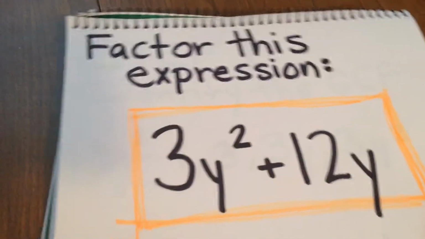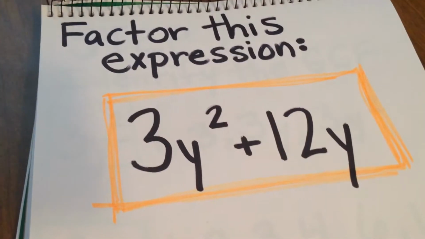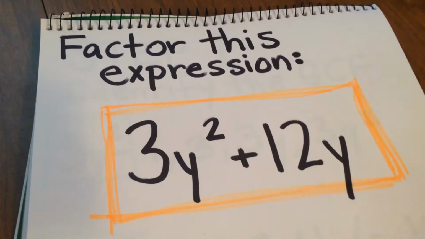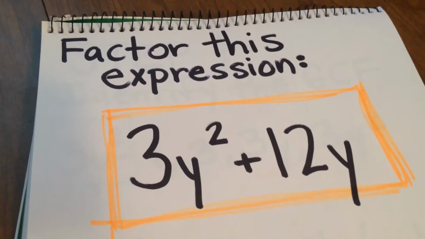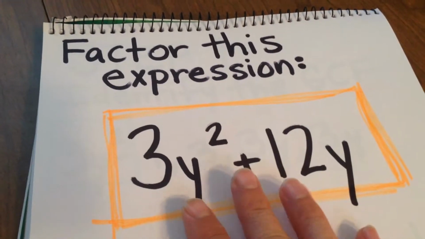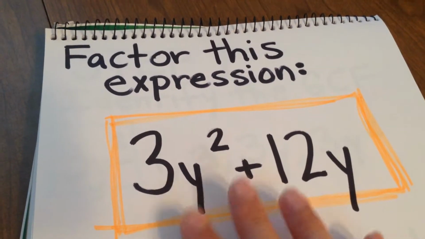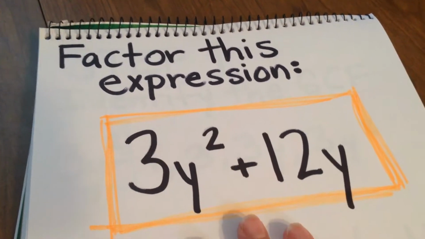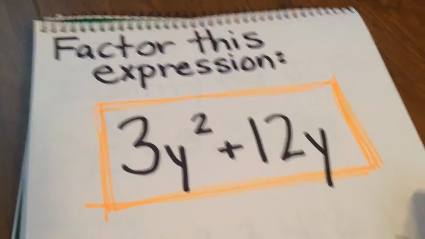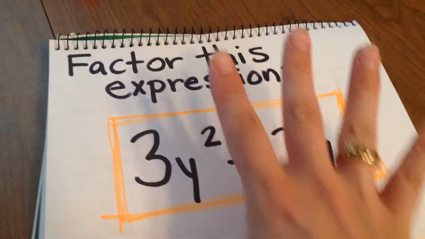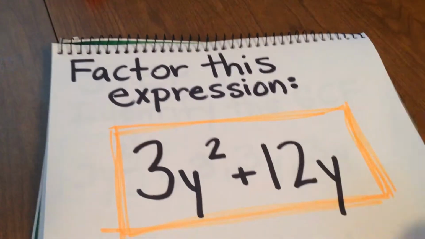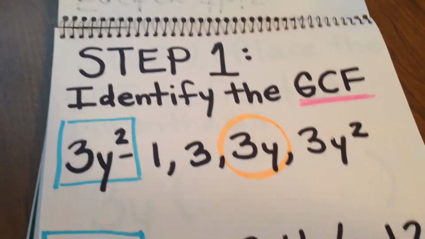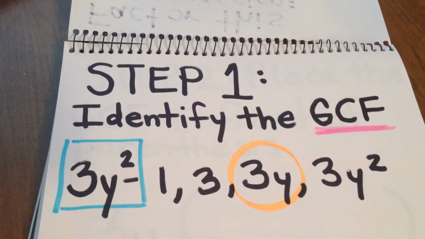Okay, so this is the expression that we want to factor: 3y squared plus 12y. So basically, what we do when we're factoring is instead of having an addition problem, we're making it into a multiplication problem. Okay? And we're going to do this in five steps. Okay, step one. You need to identify the greatest common factor.